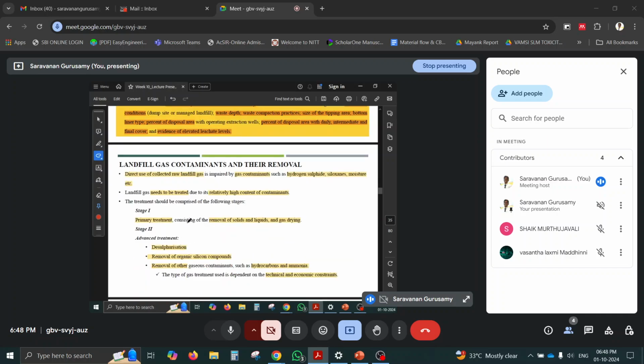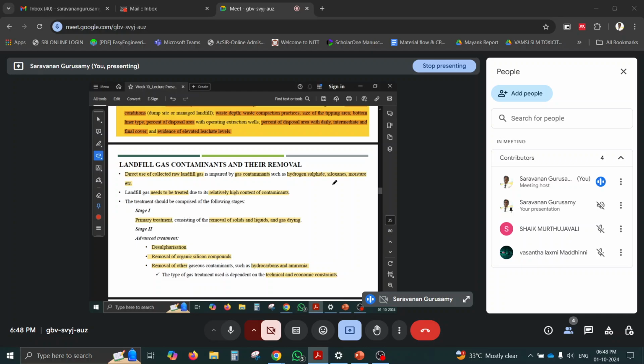Next, we are moving on to landfill gas contaminants and their removal. So now we have designed the landfill collection system. After collection of landfill gas, how do we clean it? We first have to identify what contaminants are present and how to remove them from the landfill gas. Direct use of raw landfill gas is not advisable because it may have contaminants like hydrogen sulfide, which is more poisonous than siloxanes.